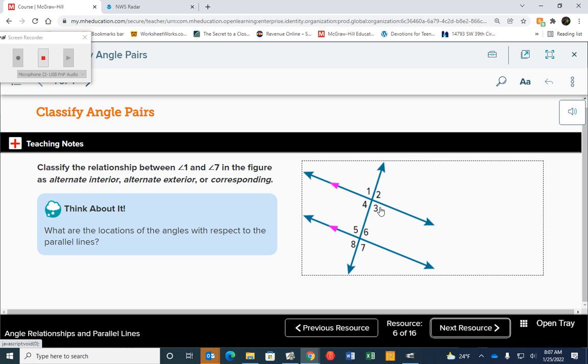7? No, 8, 7? 5, okay. Because look, these are the same, and these are the same. So 3 is an alternate interior angle with 5. What would 4 be an alternate interior angle with? 6, okay. Does that make sense? Yeah? Okay. All right.